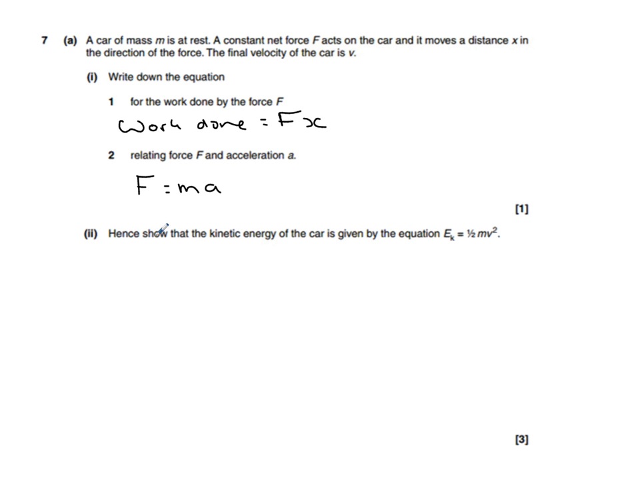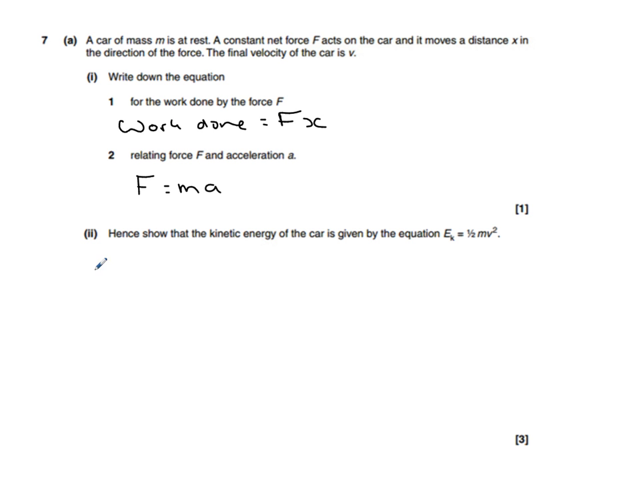Next part, it says hence show that the kinetic energy of the car is given by the equation Ek equals half mv squared. So we've got to somehow use these two equations to get to this final equation here. So how would we do that?